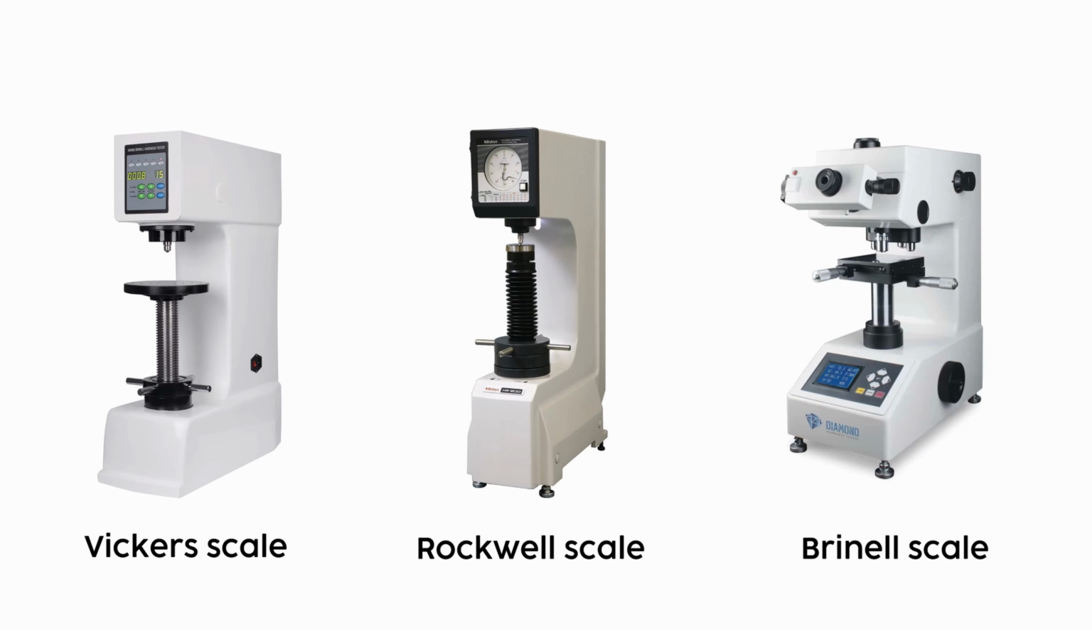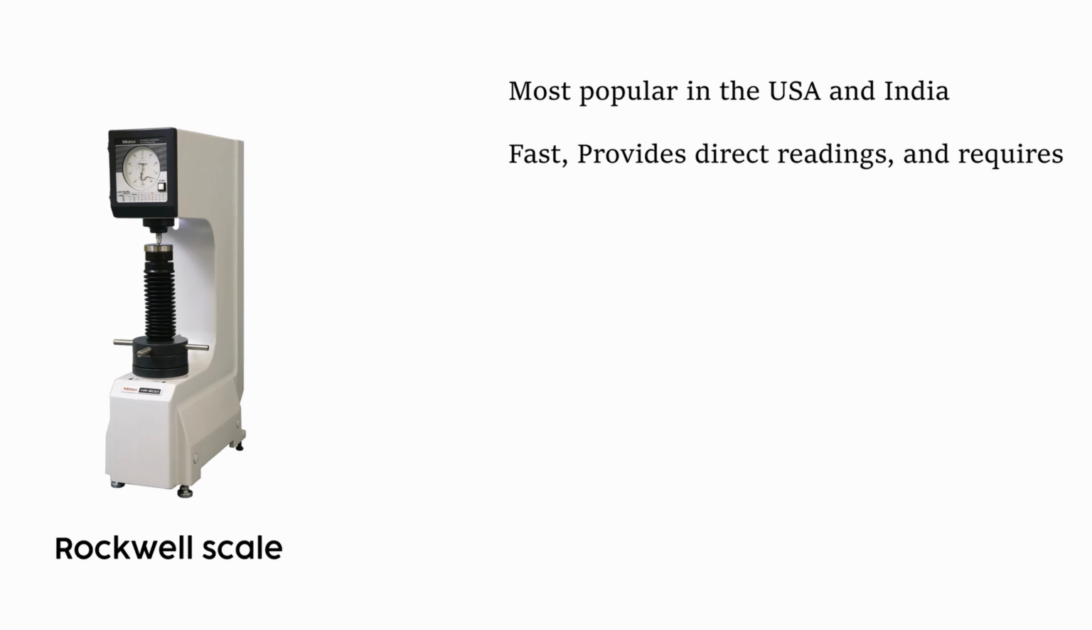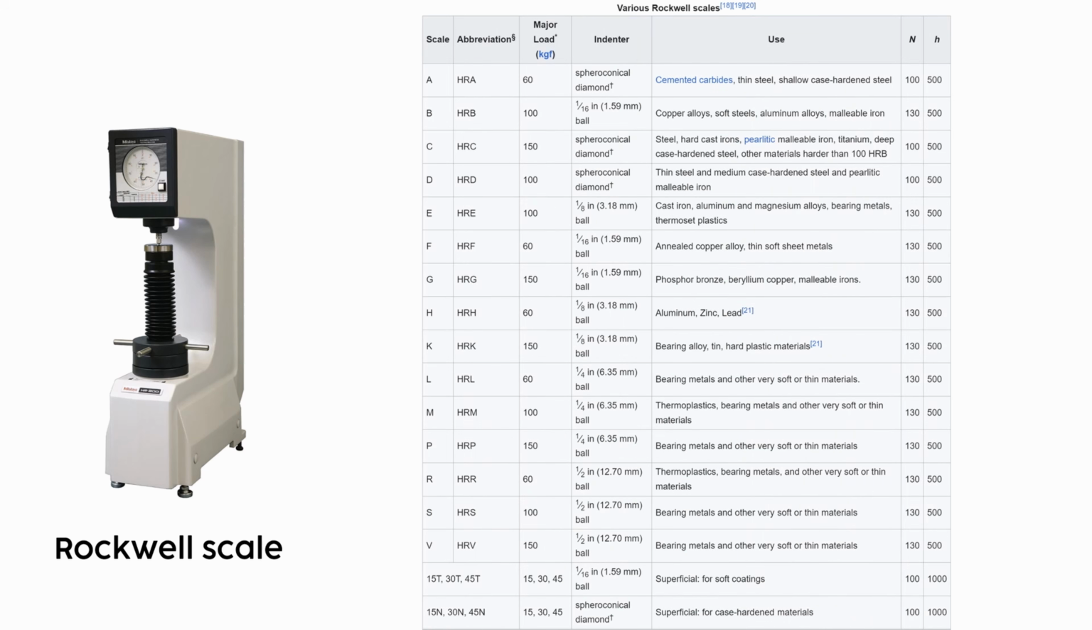The second is the Rockwell hardness scale, which is most popular in the USA and in India. This method is fast because it provides direct readings and requires minimum setup time. The Rockwell hardness scales include subscales like HRA, HRB, HRC, HRD, and many more. Among all these scales, HRB and HRC are widely used.